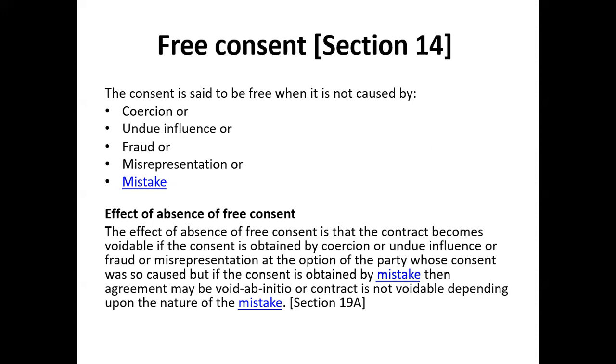In these five cases, on the effect of absence of free consent, the contract is said to be voidable if the consent is obtained by coercion, undue influence, fraud, or misrepresentation, at the option of the party whose consent was so caused. But if the consent is obtained by mistake, then the agreement may be void ab initio, void from the beginning, and the contract is not voidable, depending upon the nature of the mistake under section 19A. So this is all about free consent and consent and their effect. We will learn about the cases in our next videos.